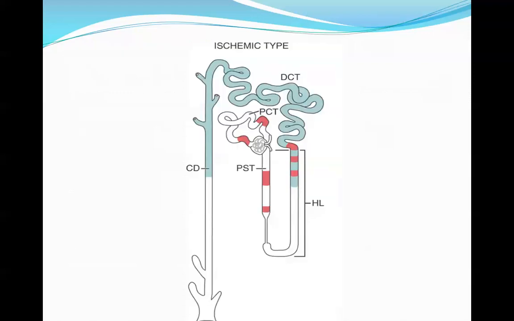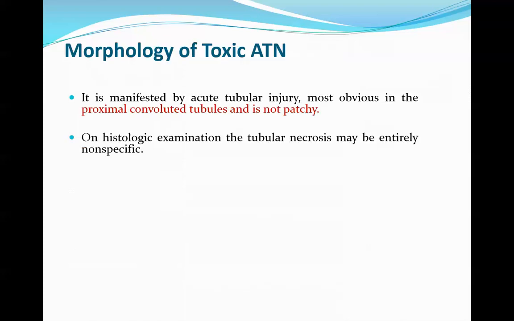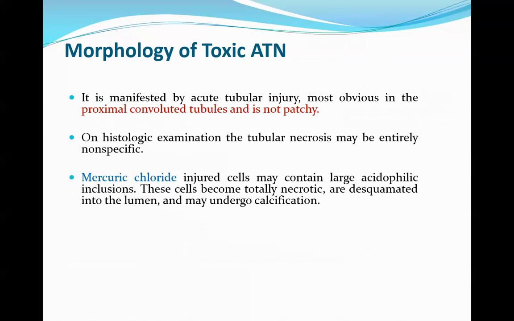This is patchy, right? But that will be continuous. It will not be patchy. On histological examination, the tubular necrosis may entirely be non-specific. So we have some of the elements which can cause toxic injury, like mercury chloride. This injured cell may contain large acidophilic inclusions in the tubular epithelium.